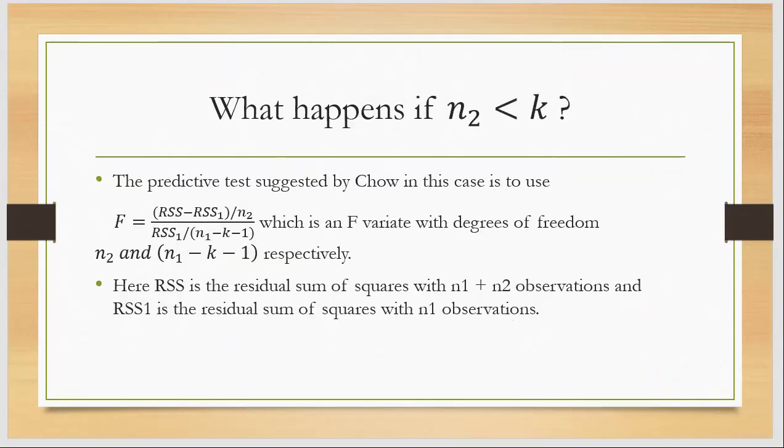Now there is a special condition. If N2 is less than K, that is, if the after-period observations are not enough. Suppose you have the COVID-19 pandemic in the year 2020 and you are carrying out the test for 2021. In that scenario, you do not have many observations, right? Observations need some time to form. So if you have fewer observations than the number of parameters that you want to estimate, then there will be a slight modification in your F statistic. Instead of 2K, you will write N1 minus K minus 1. Only this much is the modification.